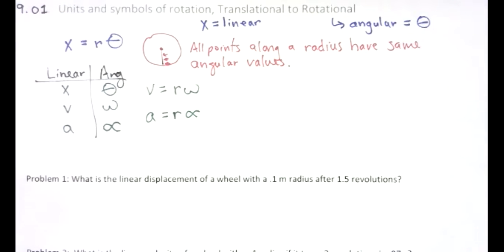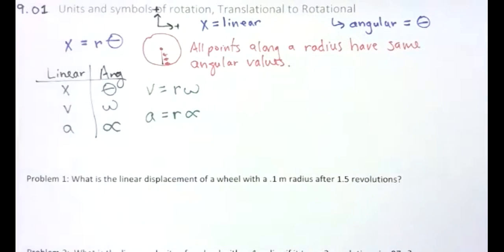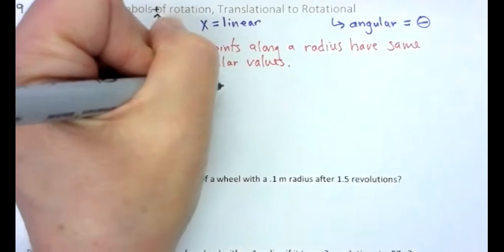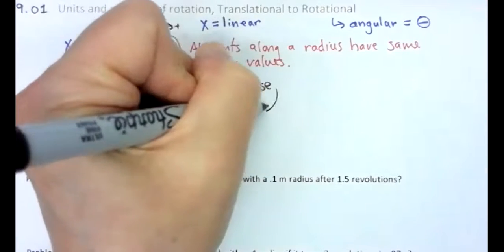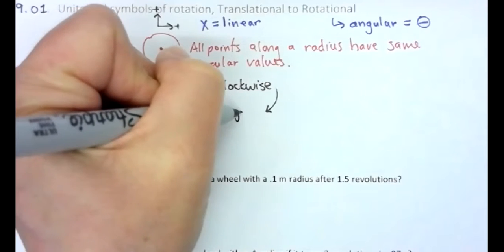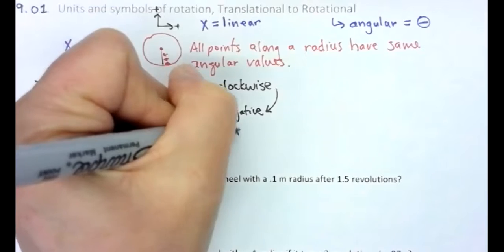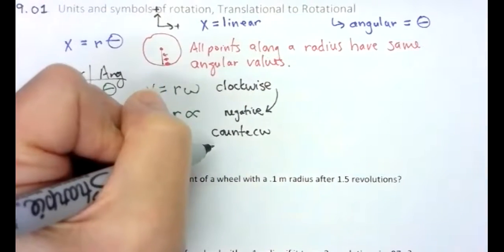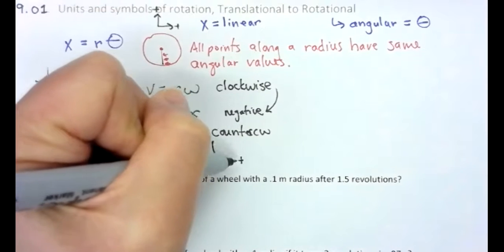What about signs? So what do we do with signs? Because when you're doing linear, we had this, that this would be positive and that would be positive if you were using a standard coordinate system. So what do you do for angular? Well, the convention is that if you're going clockwise, that is going to be negative. And if you go counterclockwise, this way, that's going to be positive.